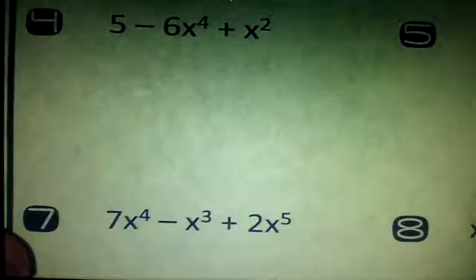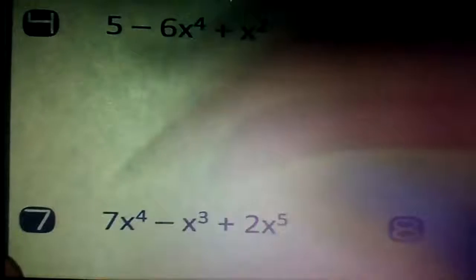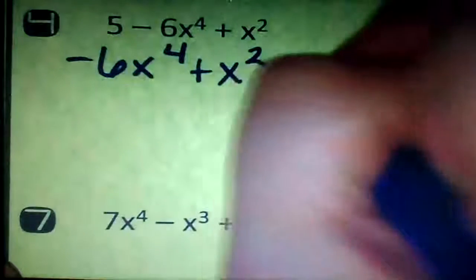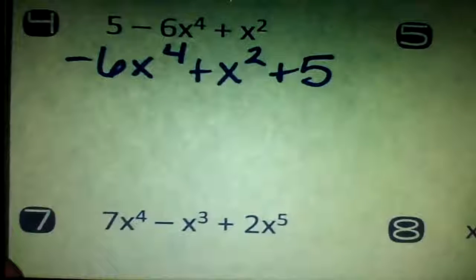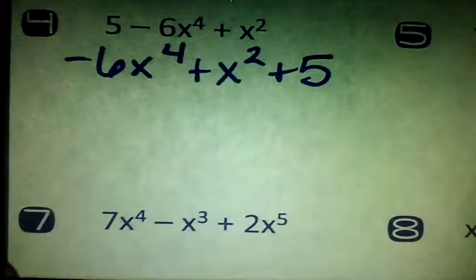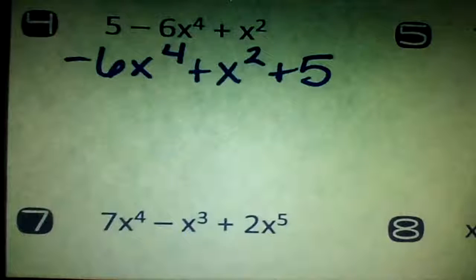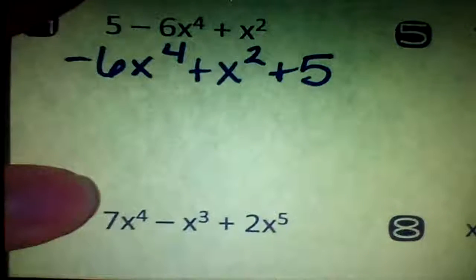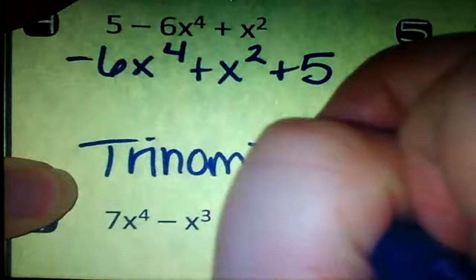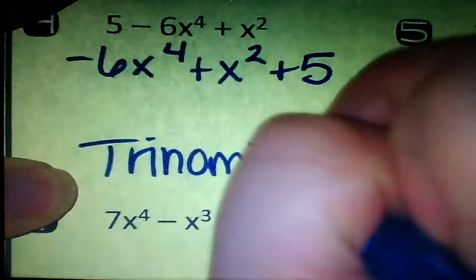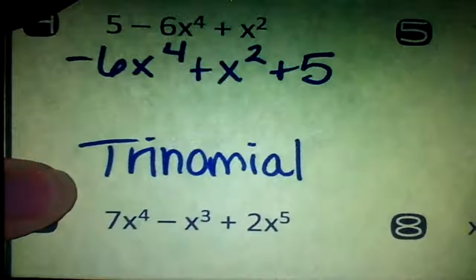Okay. Take a look at 4. Let's rewrite this one. Which should come first? Negative 6x to the 4th. Plus x squared. Good. Plus 5. So you put them in order by the degree? By the degree. Highest degree to lowest. It's a trinomial, 3 terms. Quartic trinomial. Quadratic? No, this is a quartic.